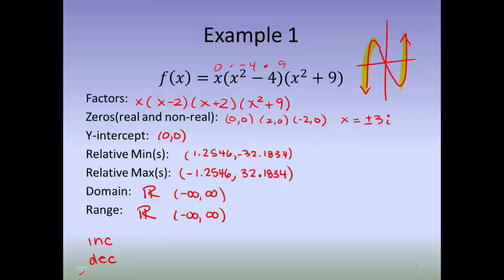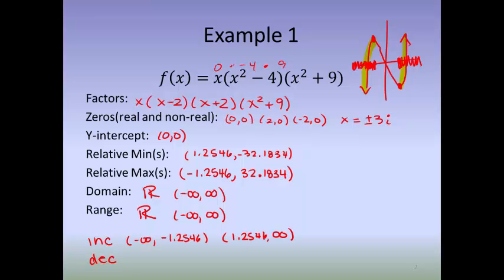Now we use the x values on our x-axis to describe where that's all happening. So it's happening once you reach the x values of my max and min. Not the y values, but the x values. So I would say that this is increasing from negative infinity all the way up to negative 1.2546. And then it starts increasing when it gets to positive 1.2546 and continues on to infinity.